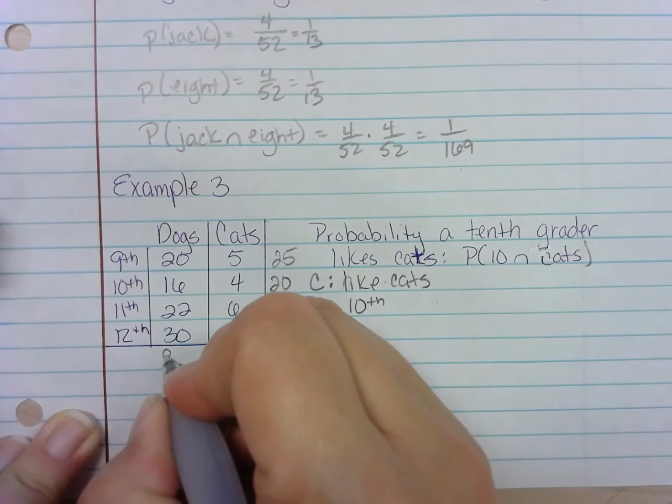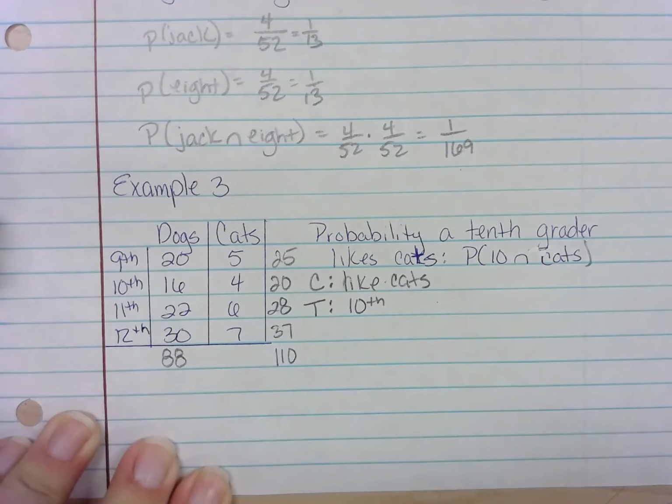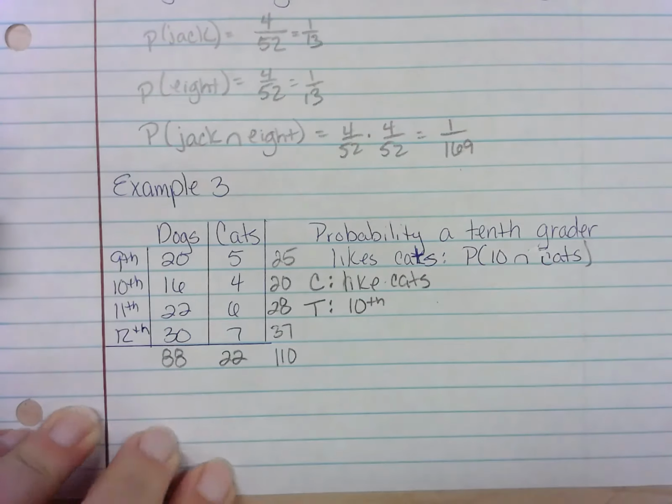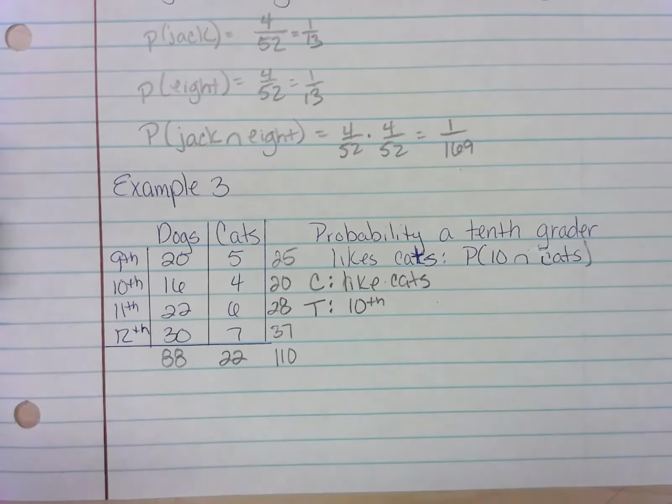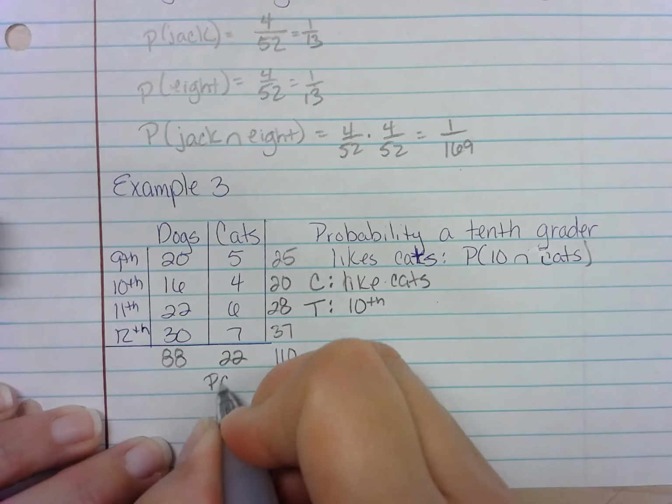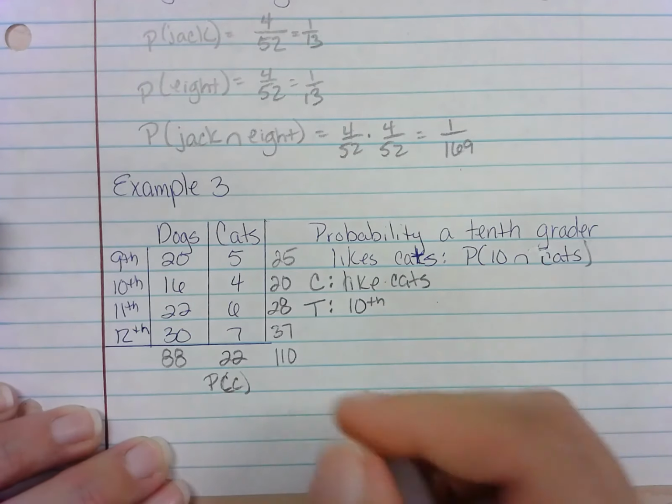And then people who like dogs, there were 20, 16, 22, and 30. So there were 88 people who liked dogs, and a considerably smaller number of people liked cats, but there were 22 people who liked cats. So we're going to use this table to determine if the probability of liking cats is independent of the probability of being in the 10th grade. So the first thing we want to do is calculate the probability that they like cats.